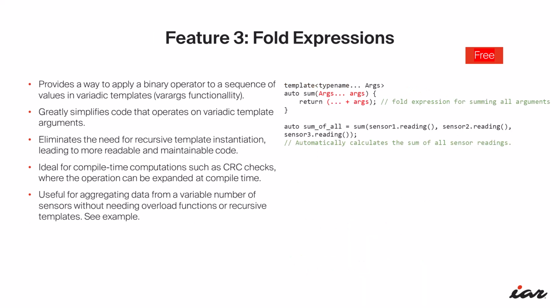Feature number 3 is the fold expression. This expression provides a way to apply a binary operator to a sequence of values in variadic templates. This is the same as the varargs functionality in C, and it will greatly simplify code that operates on a variadic template argument. This could be done before C++17, but then you required a recursive template instantiation, which is kind of a bit kludgy and not that readable. So this variant with fold expression makes it a lot more readable.